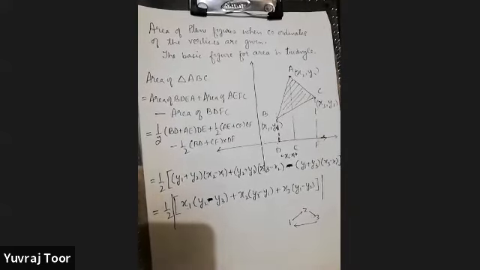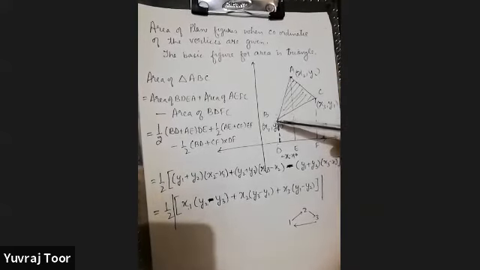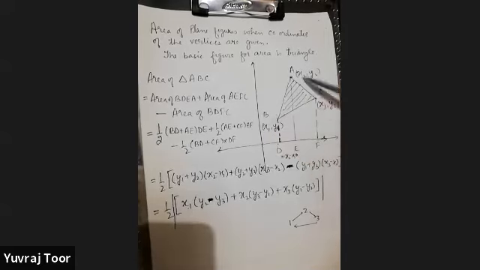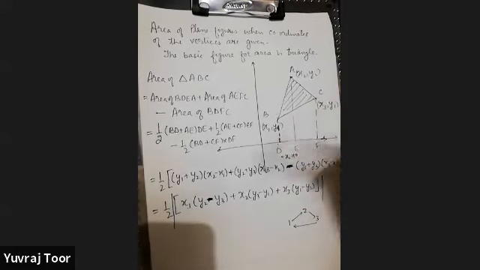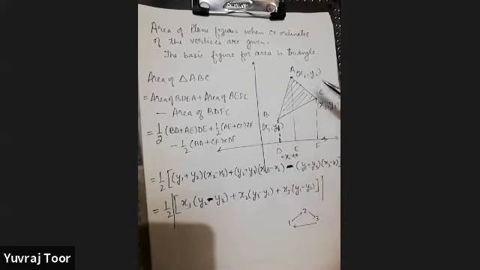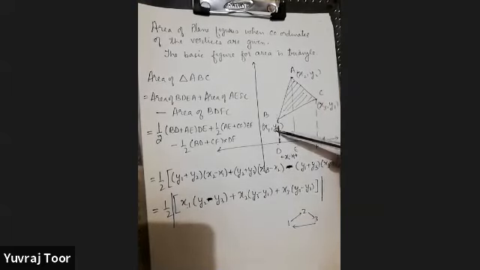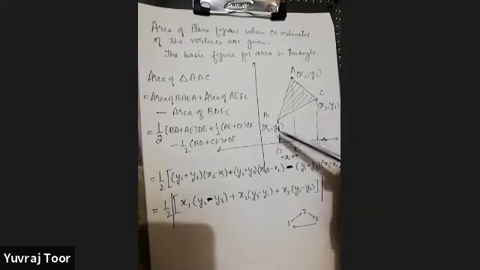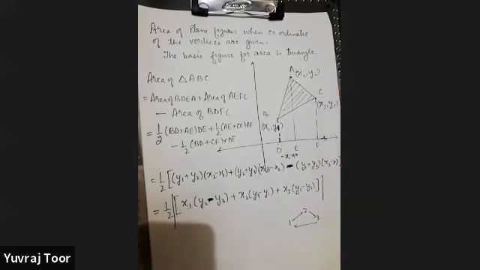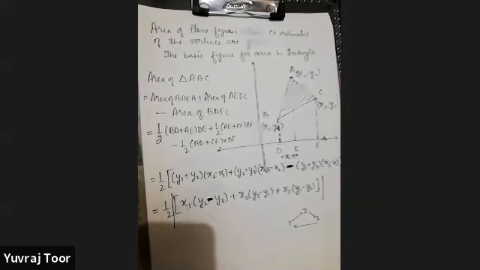And in this formula, straight away, what you have to do is just put the values in a sequence. 1, 2, 3: you take 1, x1, then y2 minus y3, then again x2, then the next one minus this one, then you take x3, then this minus this. So this is how you can remember this formula also.